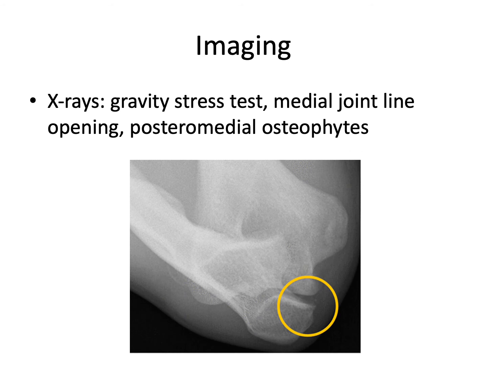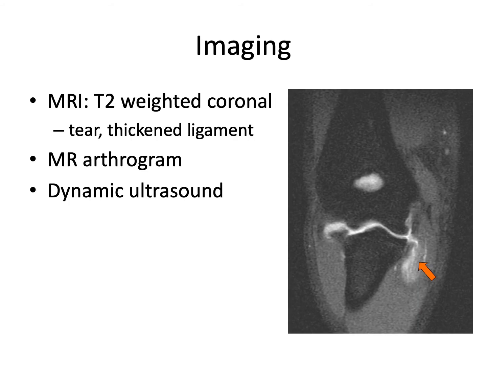On X-rays, you can see opening of the medial joint line and posteromedial osteophytes in more chronic conditions. On MRI, specifically the T2 weighted coronal sequences, you'll see tearing or thickening of the ligament. MR arthrogram may be helpful, as well as dynamic ultrasound.